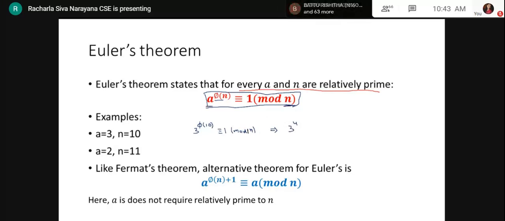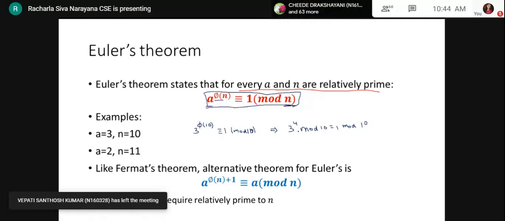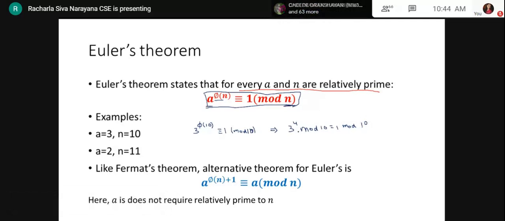Here n value is 10. So 3 power 4 mod 10 is equal to 1 mod 10. So 3 power 4 value: 3 into 3 is 9, 27, 81. So 81 mod 10 value is 1, and 1 mod 10 value is 1. So both are the same, if and only if a and n are relatively prime.